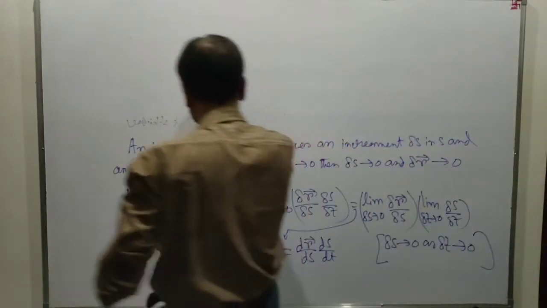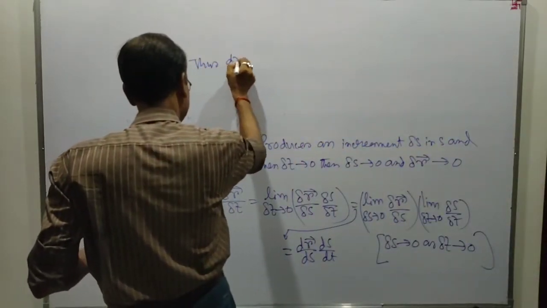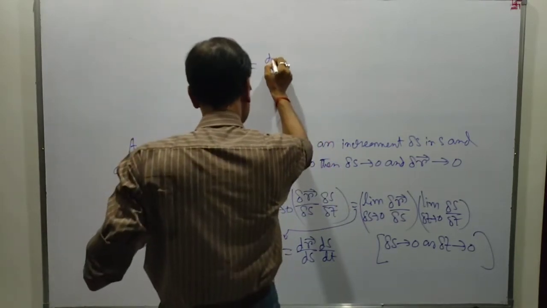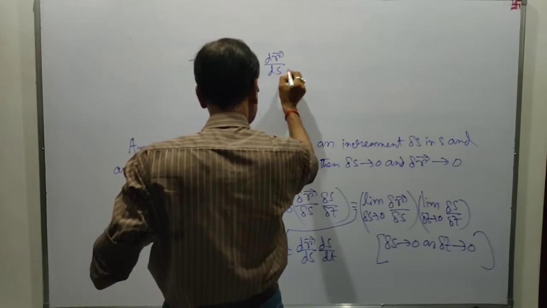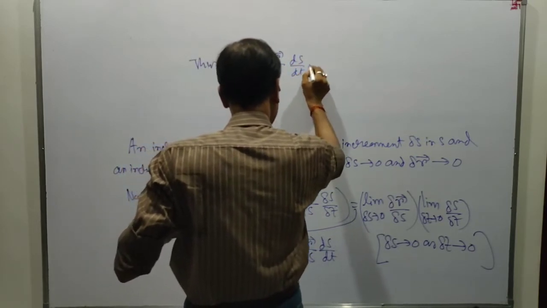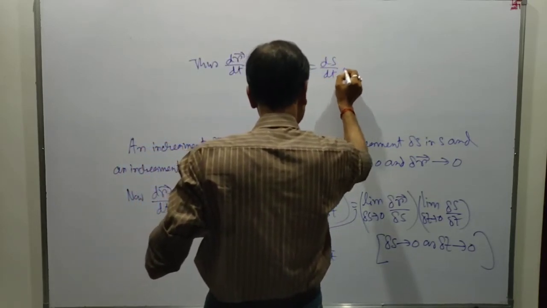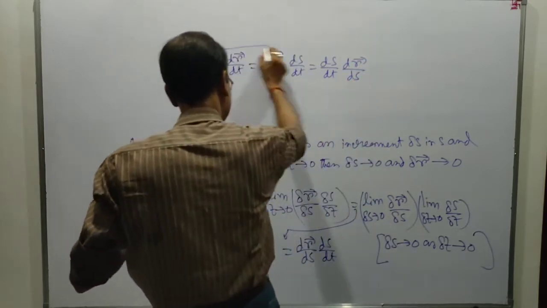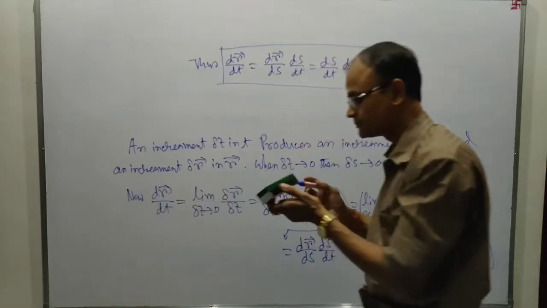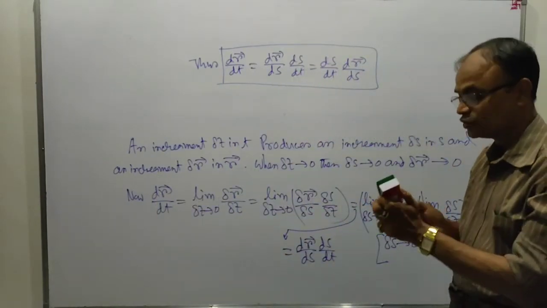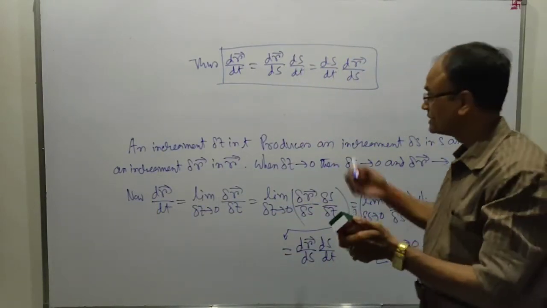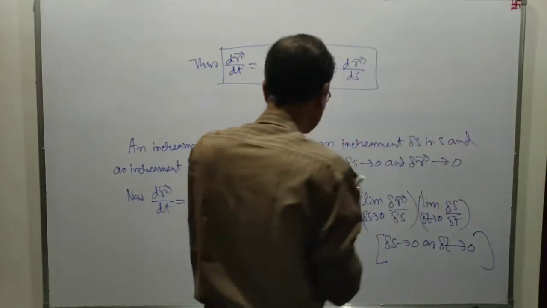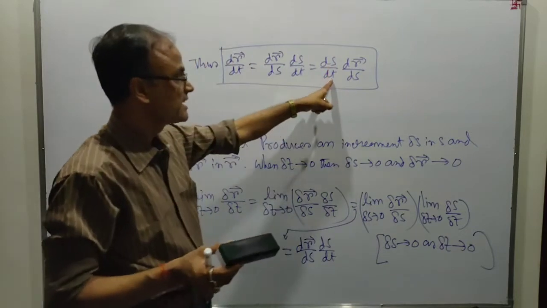Thus, dr vector by dt equals dr vector by ds times ds by dt. You may write it like this also. You should notice that ds by dt is a scalar quantity and dr vector by ds is a vector quantity. It is the product of a scalar and a vector.